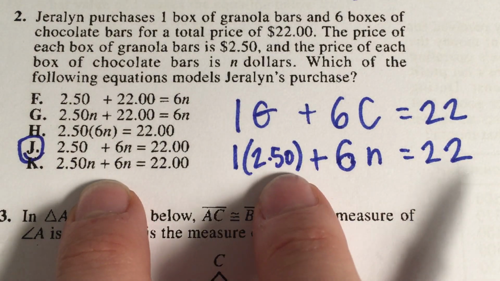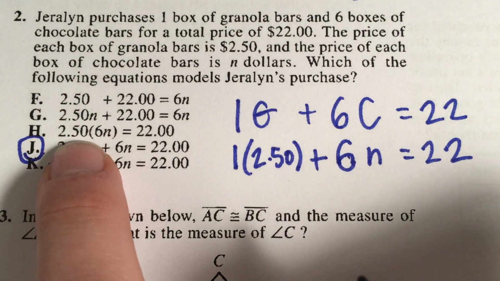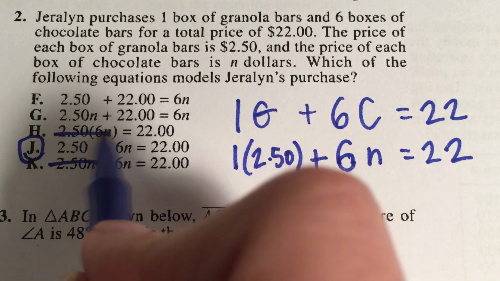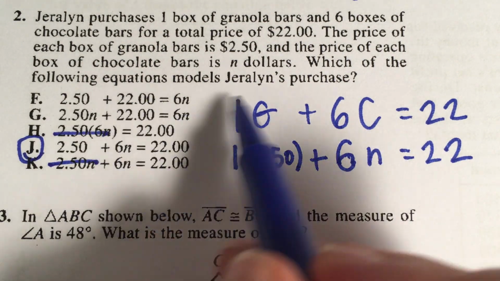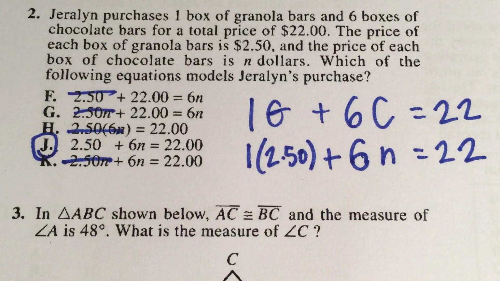I don't want to multiply the granola bars, they don't cost $N, so it's not 2.50. And then this is not a plus sign here, so I know it's not H. And then $22 is the answer, so I know it's not F or G, so it must be J.